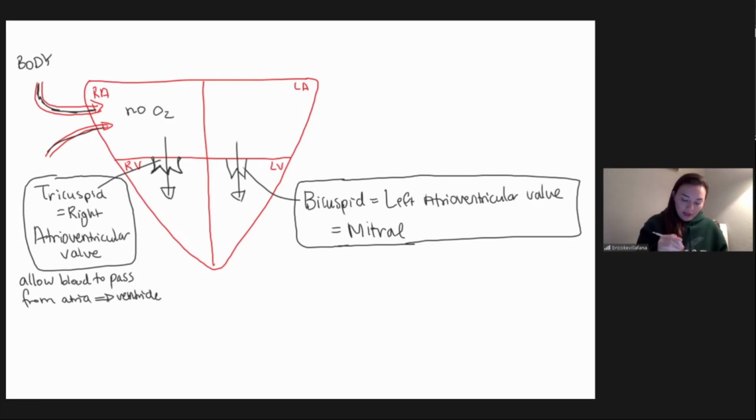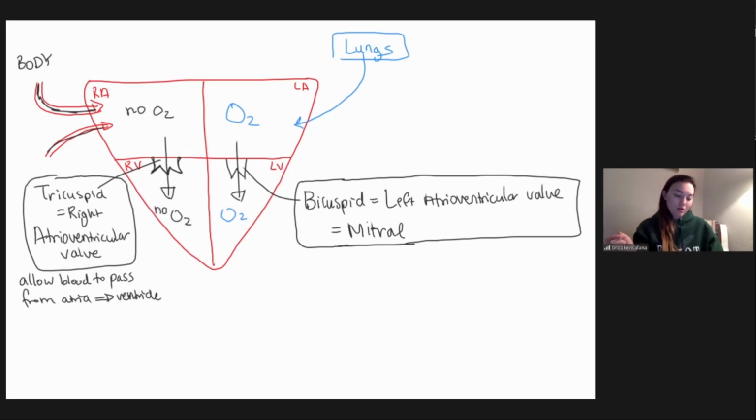Okay, and remember that the left side of the heart, this side, has our oxygen. That's because the blood that came from the lungs, with our oxygen, comes into the left atrium. So when the blood goes down into the left ventricle, it has oxygen, and it trickles through that mitral valve. When the blood goes down through the tricuspid, it has no oxygen, also trickling through that valve. So those are called our atrioventricular valves.